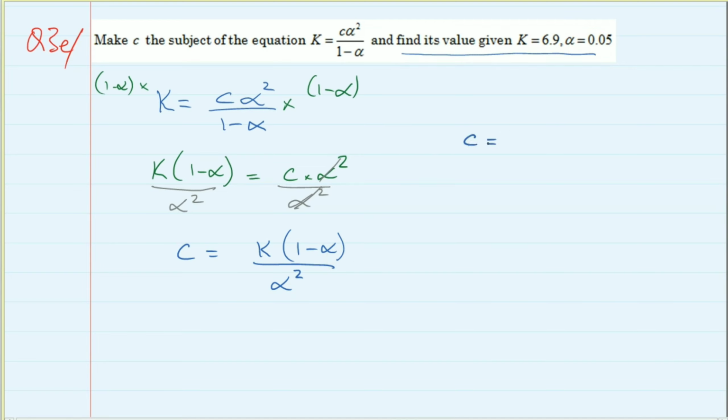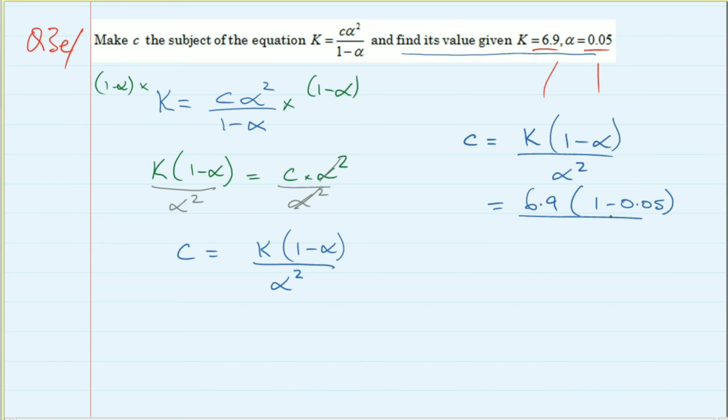So we know that C is equal to capital K outside of 1 minus alpha divided by alpha squared. Now we can just substitute these values into the equation. So C is equal to 6.9 times (1 minus 0.05 divided by 0.05) all squared, and given that this is most likely a calculator type question, we can plug that into our calculators and we will end up with a value of 2,622.